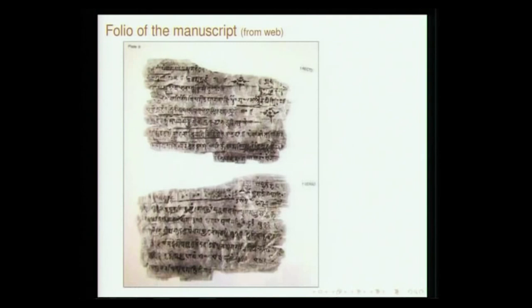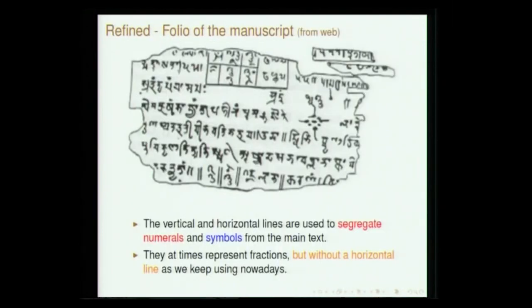So this is roughly how it looks. This is a very poor photograph, and this one is somewhat more refined. This is how a typical page of the manuscript looks. A lot of things got damaged, and whatever can be deciphered in spite of this has been attempted by various scholars.